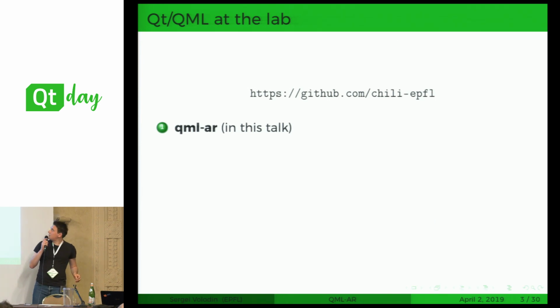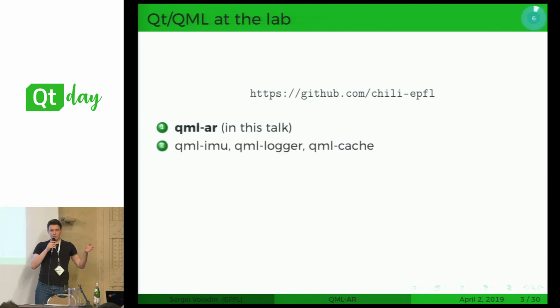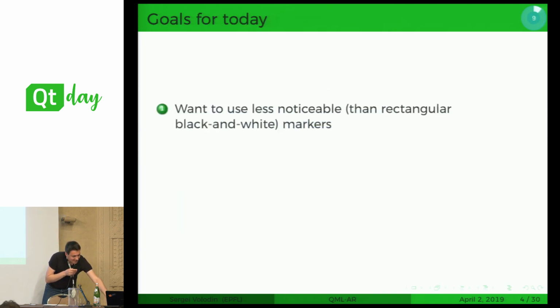So this is the Github of our lab, and today we will talk about qml-ar, which is an augmented reality library. But over the years, we have developed a lot of libraries which replace missing functionality from Qt. Namely, we have a library for IMU on Android. We have a library to log data. We have a library to cache data from QML. And yeah, we have many more. And yeah, even more than that.